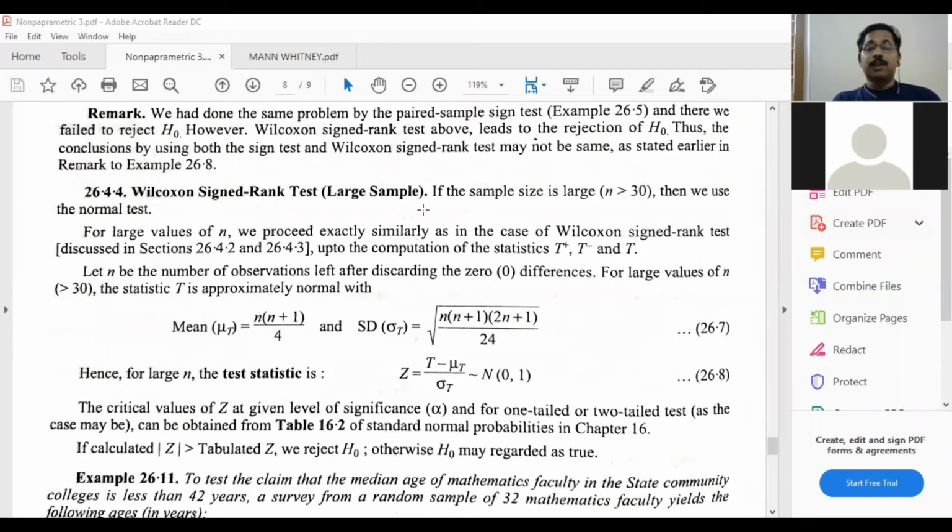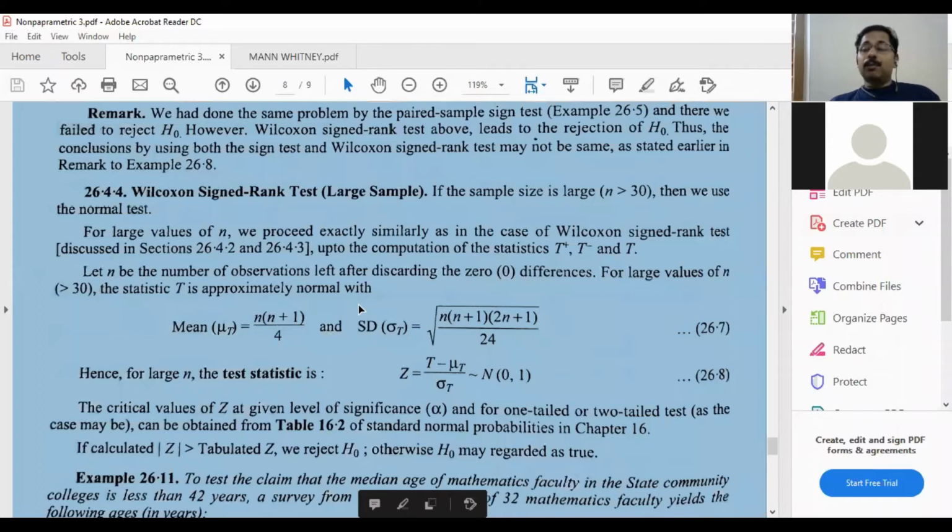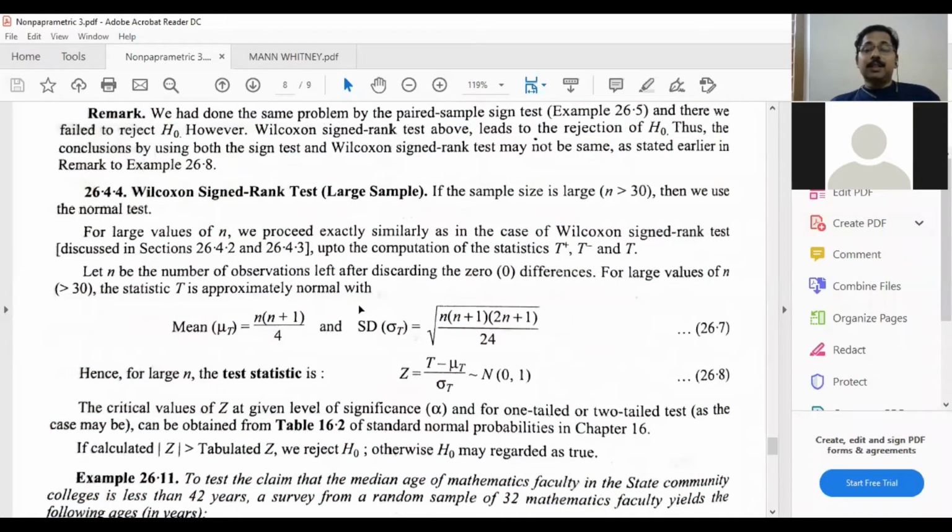Do you know what T is? T is our test statistic. It is the minimum of T plus and T minus. T plus means the sum of positive ranks and T minus is the sum of negative ranks. Now, for the normality assumption, we need the mean of these observations and its standard deviation.